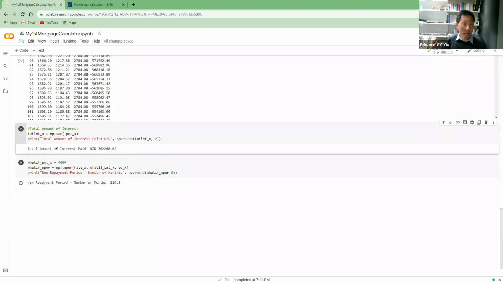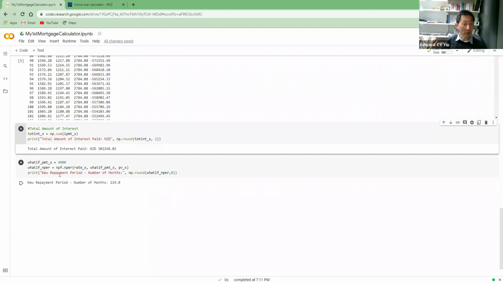scenario question. Say, for example, people may say, hey, I find it too long to repay in 30 years. But what I can pay maximum monthly would be $4,000. Can I speed up the repayment period by paying 4,000 instead of 2,780-something? Then what if I repay more? How many months will I have to repay the mortgage loan?